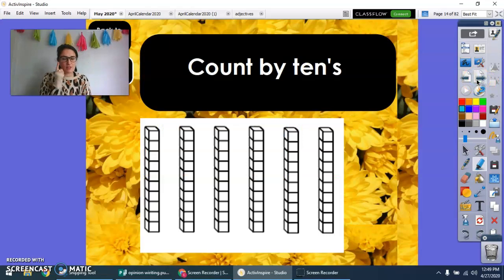All right, and my last question is to count by 10. So we know that each of these rods is worth 10. I can count and find out. 1, 2, 3, 4, 5, 6, 7, 8, 9, 10. So I have 10 in each, but I can count them by 10s to find out how many I have. So go ahead and do that now.